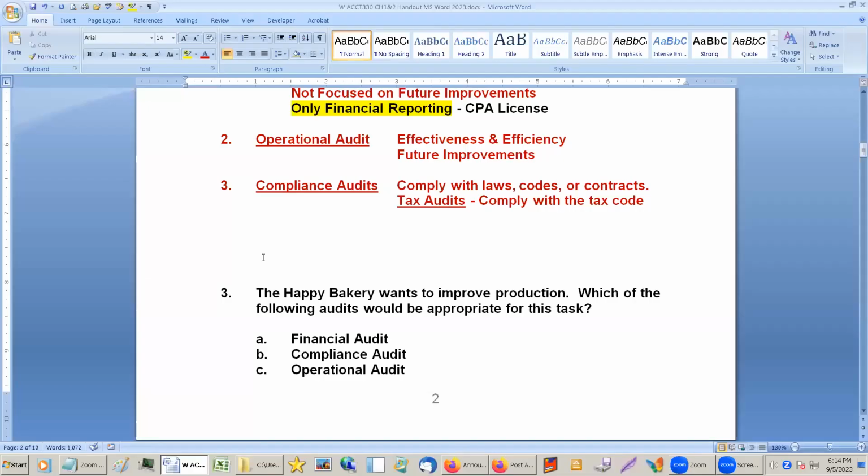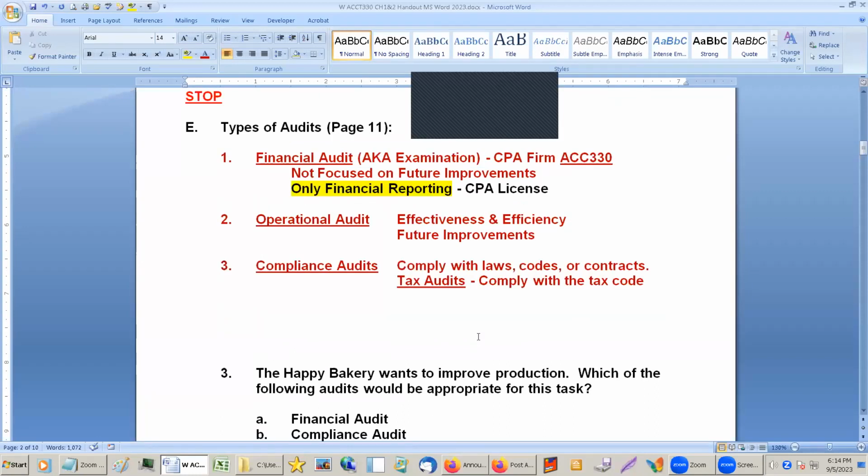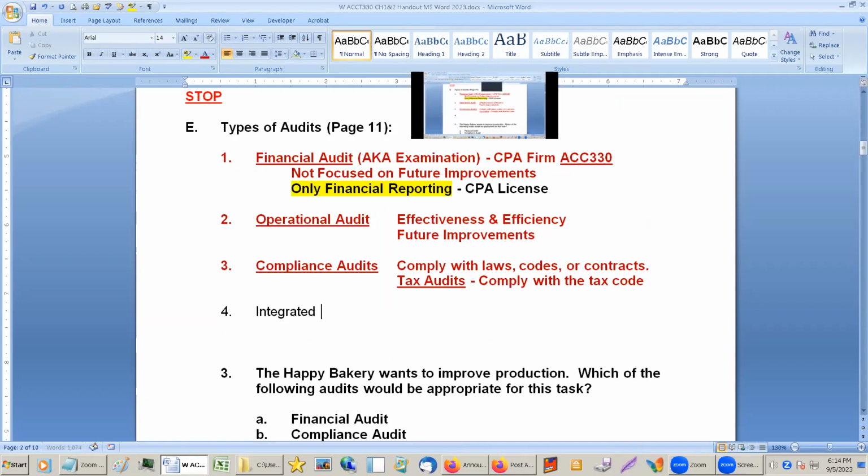Okay, so compliance audits. Now the fourth one is a little bit of an odd one. Integrated audits. And this comes about because of, how do I say this?